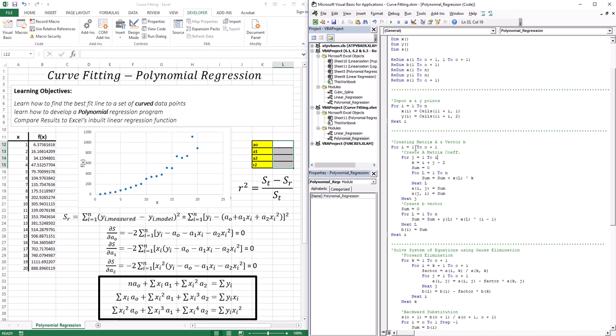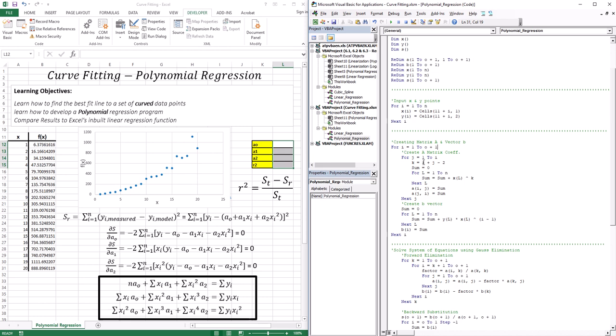We have for I is equal to 1 to the order plus 1, so 1, 2, 3, which means I'm dealing with 3 rows. So let's actually go through all of the loops, because there's a lot going on here. Let's see, for I is equal to 1 to 1. So let's assume when I is equal to 1, 1 to 1, that means this is only going to loop once.